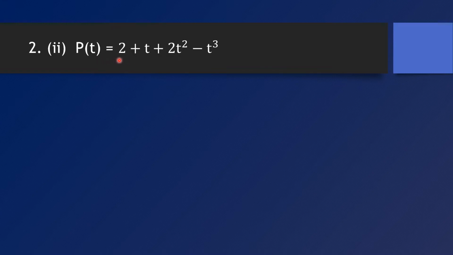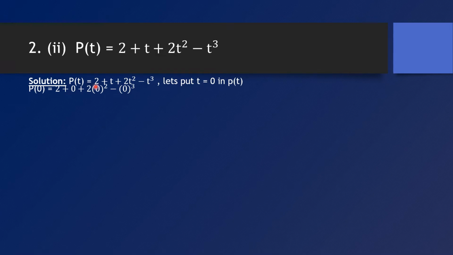पहले हम 0 रखेंगे, फिर हम 1 रखेंगे और फिर हम 2 के लिए इसकी वैल्यू निकालेंगे. So p of t is equal to 2 plus t plus 2t square minus t cube. So let's put t is equal to 0 in p of t. When you will put t is equal to 0, we will get p of 0 is equal to 2 plus 0 plus 2 into 0 square minus 0 cube.